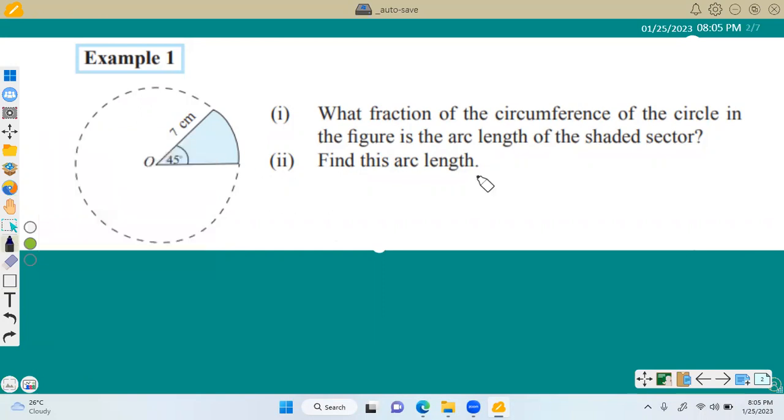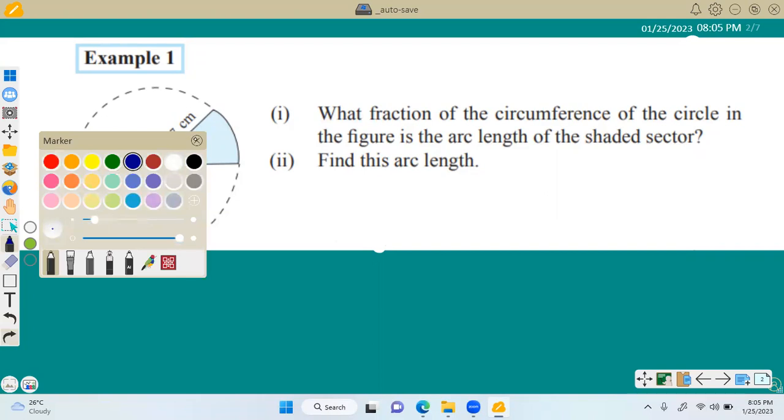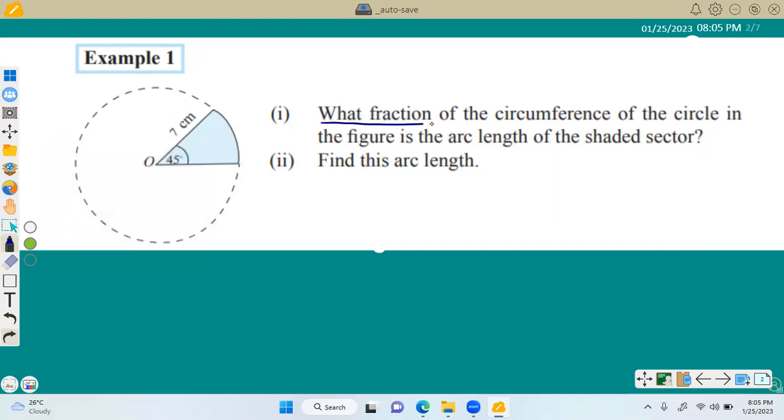Okay. Now look at the first question. What fraction of the circumference of the circle is the arc length of the shaded sector? That is, this sector has a relevant arc length, and it asks what fraction of the circumference of the whole circle that arc length is. What is the answer? Can any of you give me the answer?